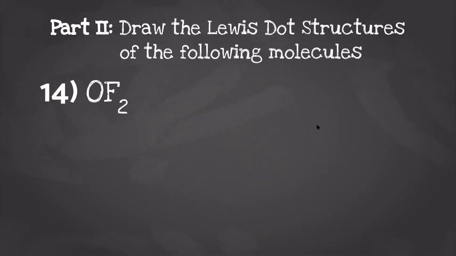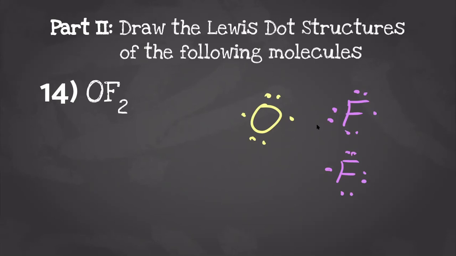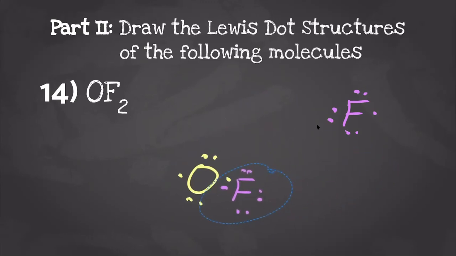For the last one, we have oxygen difluoride. Oxygen is going to have 6 valence electrons. And each fluorine is going to have 7 valence electrons. And now we just got to move our pieces into place. Just going to center it a little bit more to have more room. And that's our structure. Oxygen is going to have 8, and each fluorine is going to have 8.